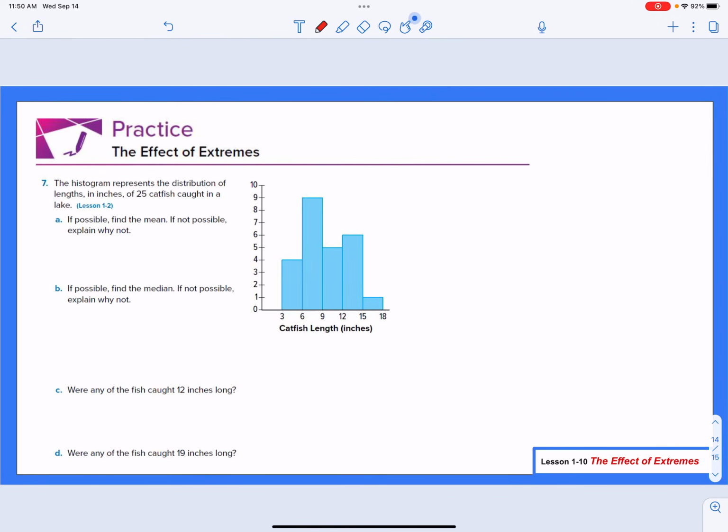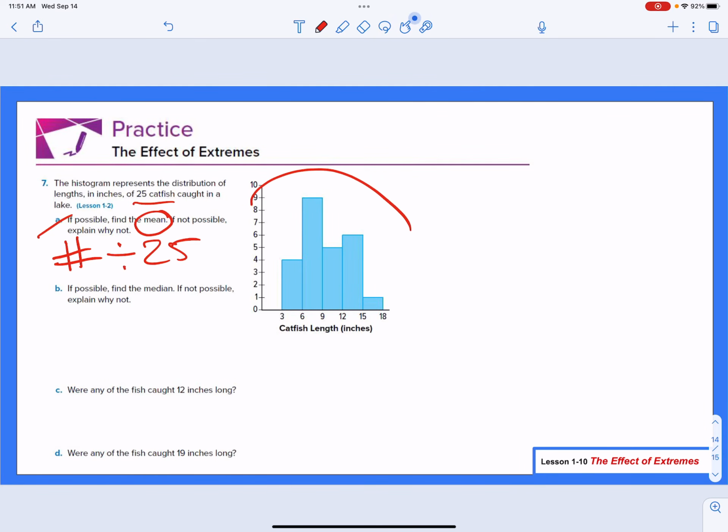Our last one, the histogram represents the distribution of lengths in inches of 25 catfish caught in a lake. All right, lovely. If possible, find the mean. Well, to find the mean, what do you need? You need numbers, you got to add them up, and then divide by 25. What am I missing right here? I don't have any individual numbers, so I actually can't do that one. It's not possible.